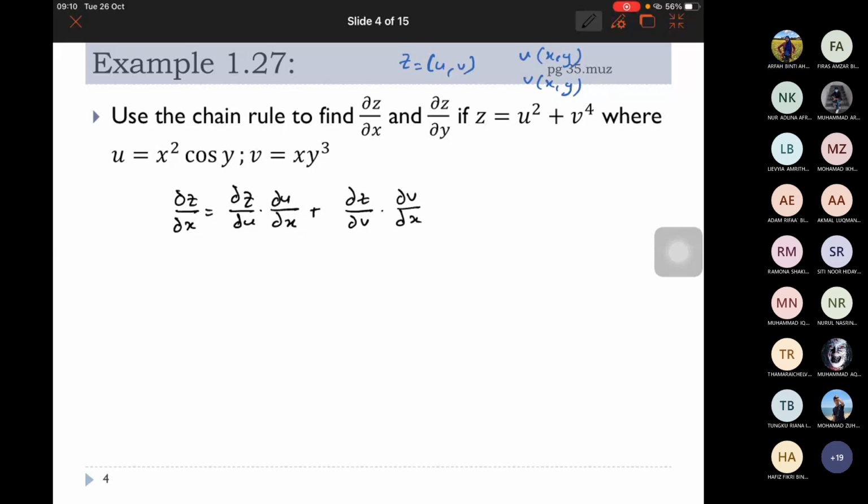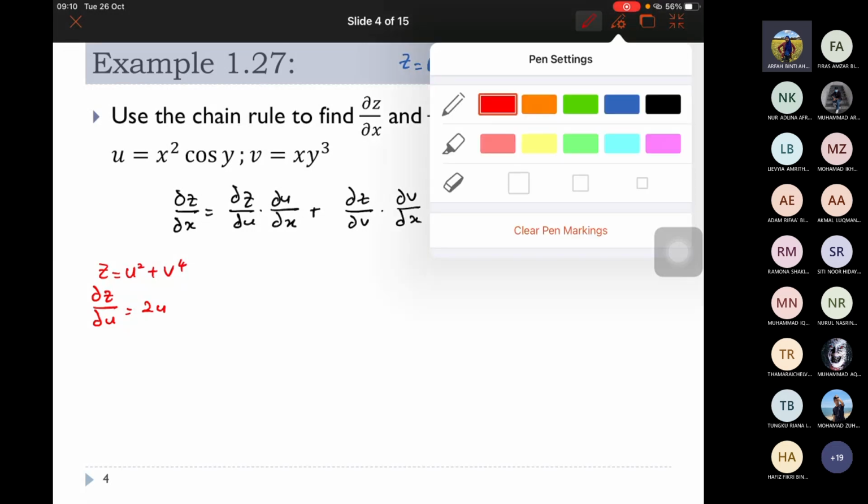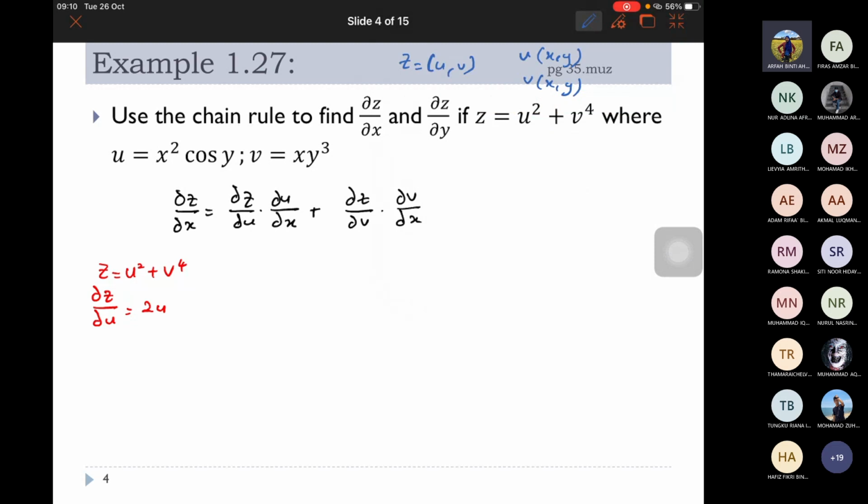So, find them one by one. This one: try differentiating z with respect to u. Z equals u to the power of 2 plus v to the power of 4. The partial derivative of z with respect to u gives 2u. Okay, and then another one: we have u equals x to the power of 2 cos y. Partial u over partial x.